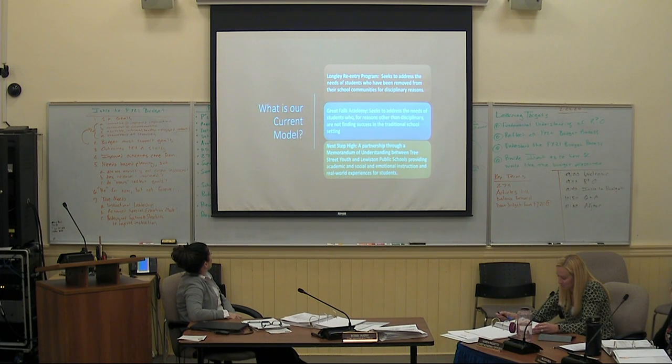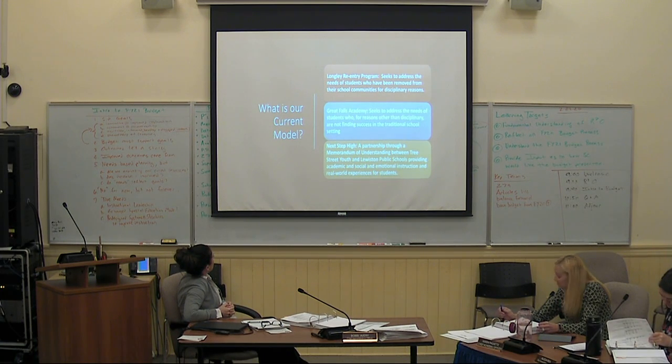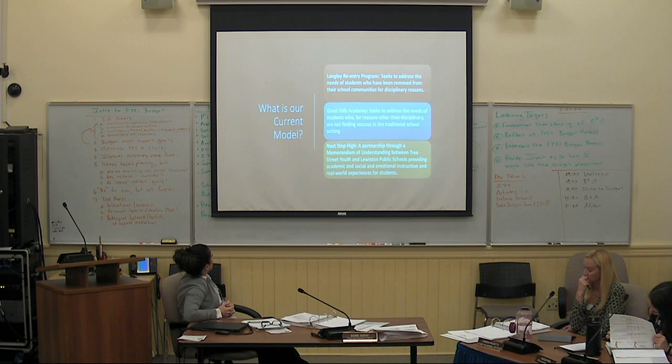So here's our current model. I'll start at the top, and I think that everyone's seeing what's down there at the bottom, but we kind of have three things going on at the same time right now over at the Longley School. And all three are doing something very important, and yet we're still not maximizing our potential.